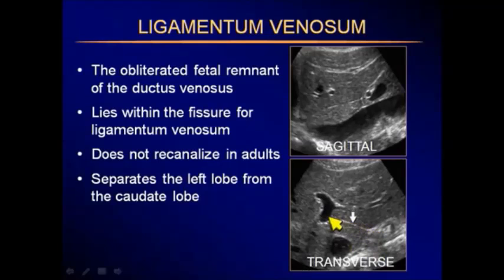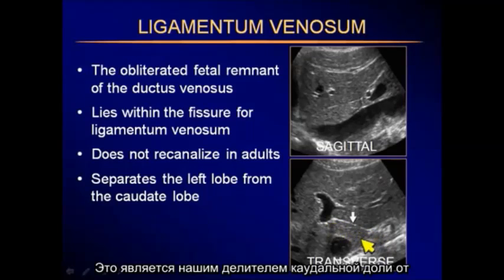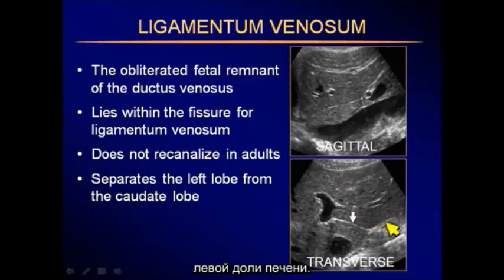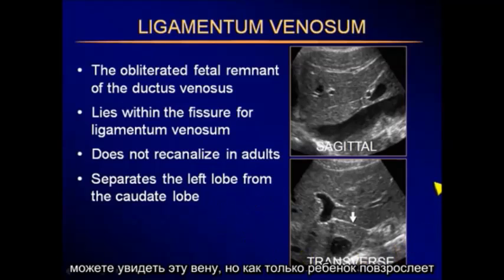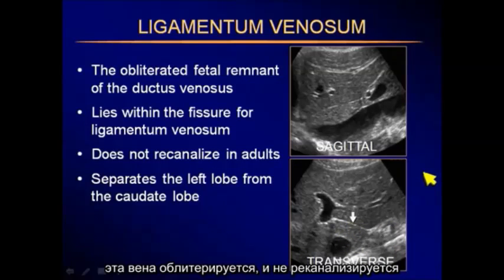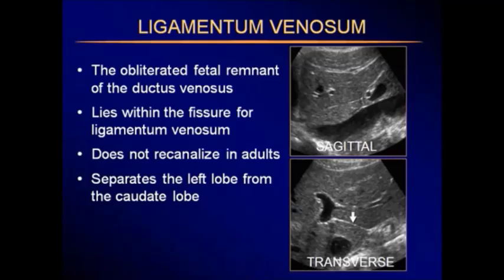Notice that that fissure is a broad plane. It's a line on transverse, it's a line on sagittal, so it is not a linear kind of fissure, but rather fairly broad. And that is our divider for caudate lobe from left lobe of the liver. This vein does not recanalize in adults. You don't see this vein ever again, except perhaps in the very small neonate that has umbilical vein catheters. You might see it, but once the child grows, this vein is obliterated and does not recanalize in portal hypertension.